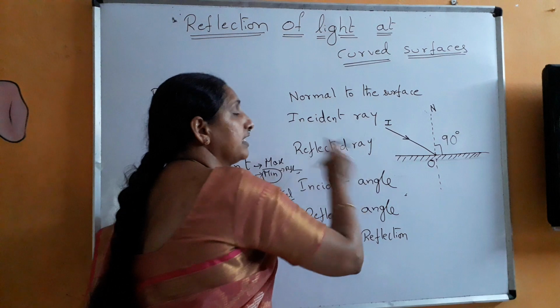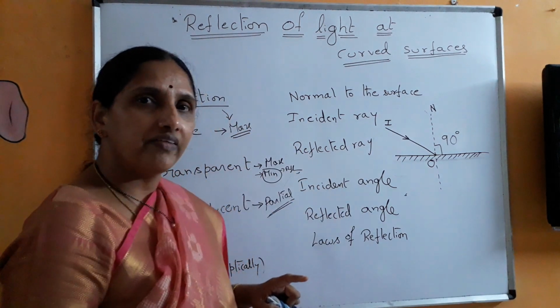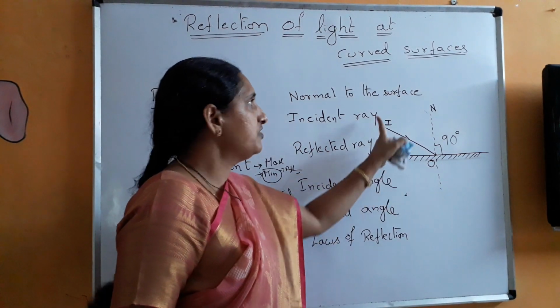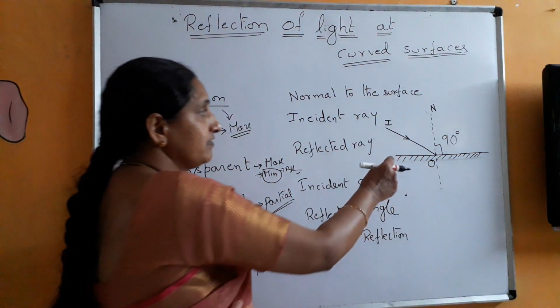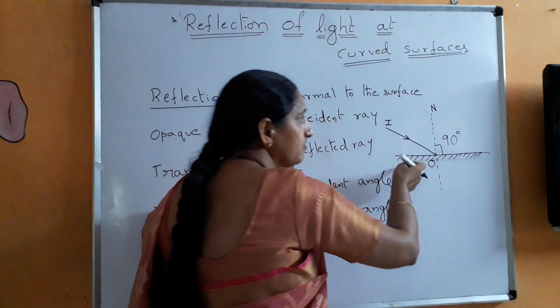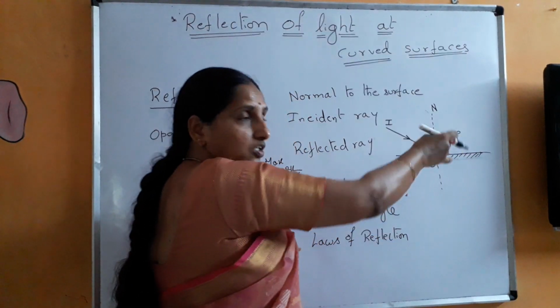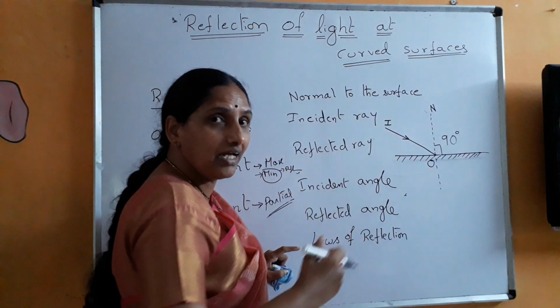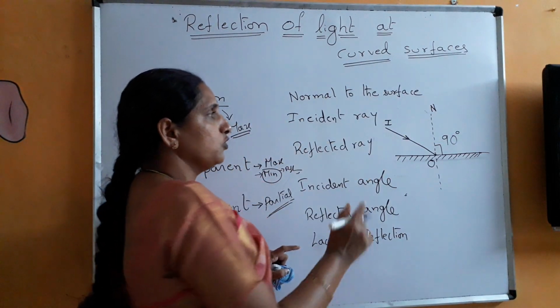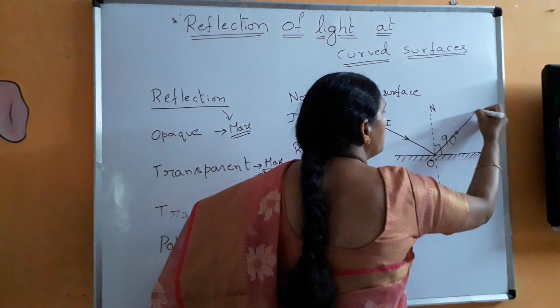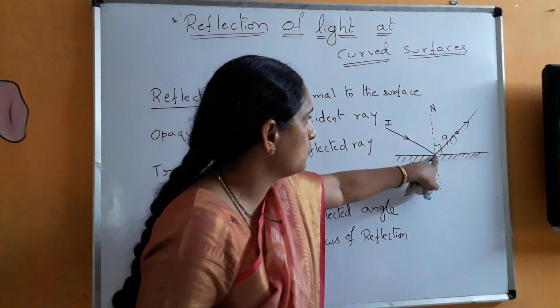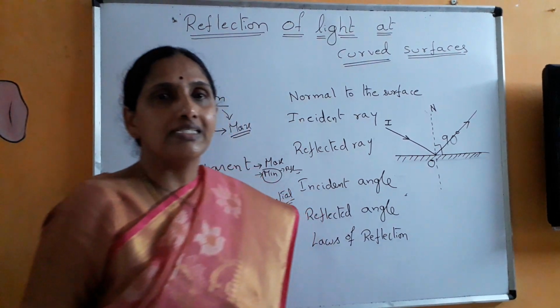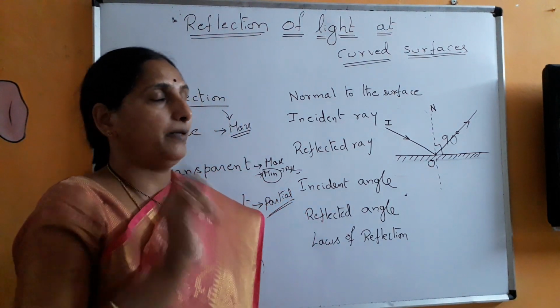Now, the reflected ray. After the ray is incident, because what we have taken is optically polished as well as silvered, and silvered means it is becoming opaque, so it has to reflect the ray. So the ray which again starts from O and moves back into the same plane. A ray which starts at O and moves back into the same plane is the reflected ray.